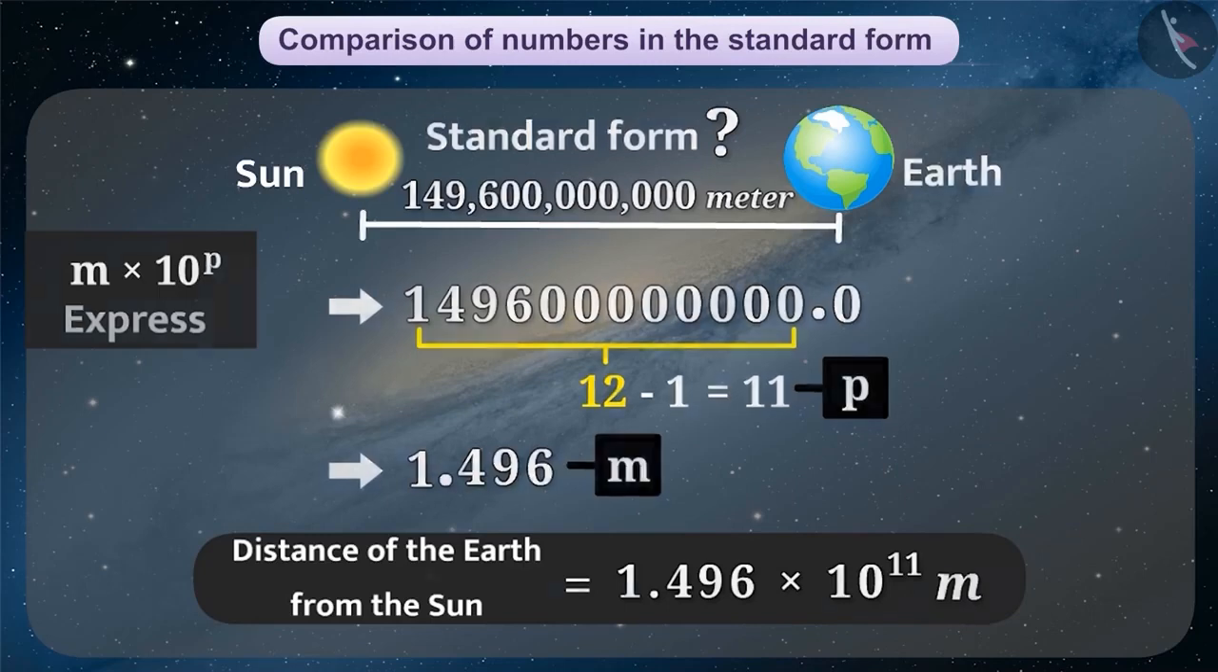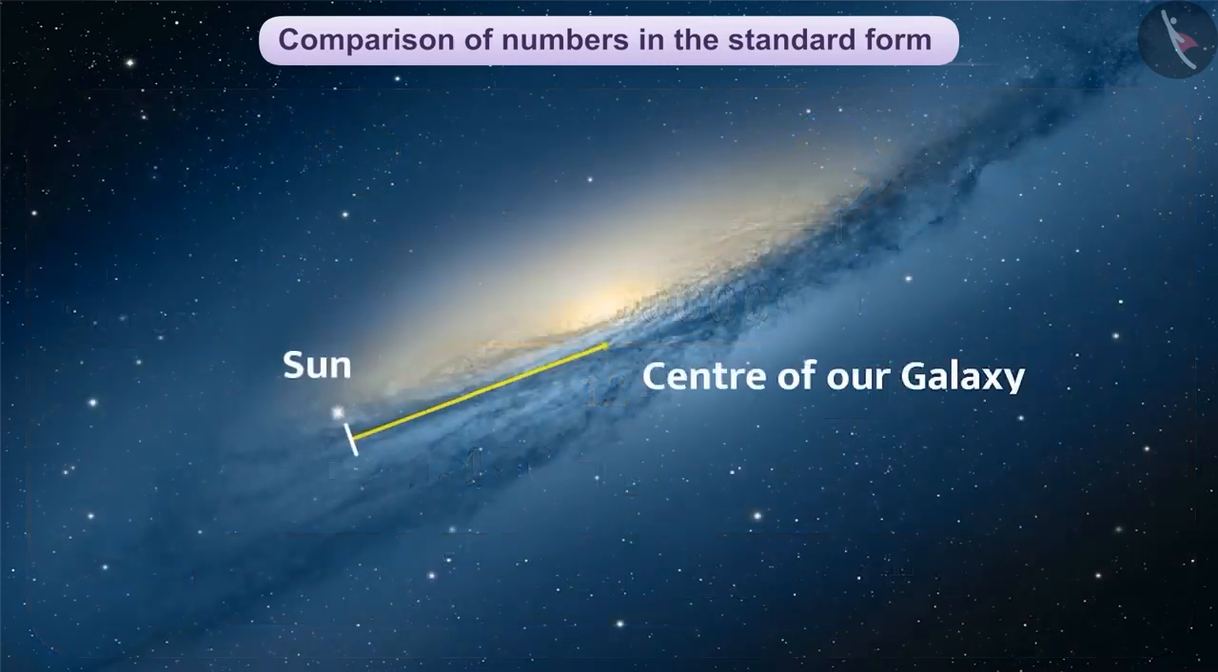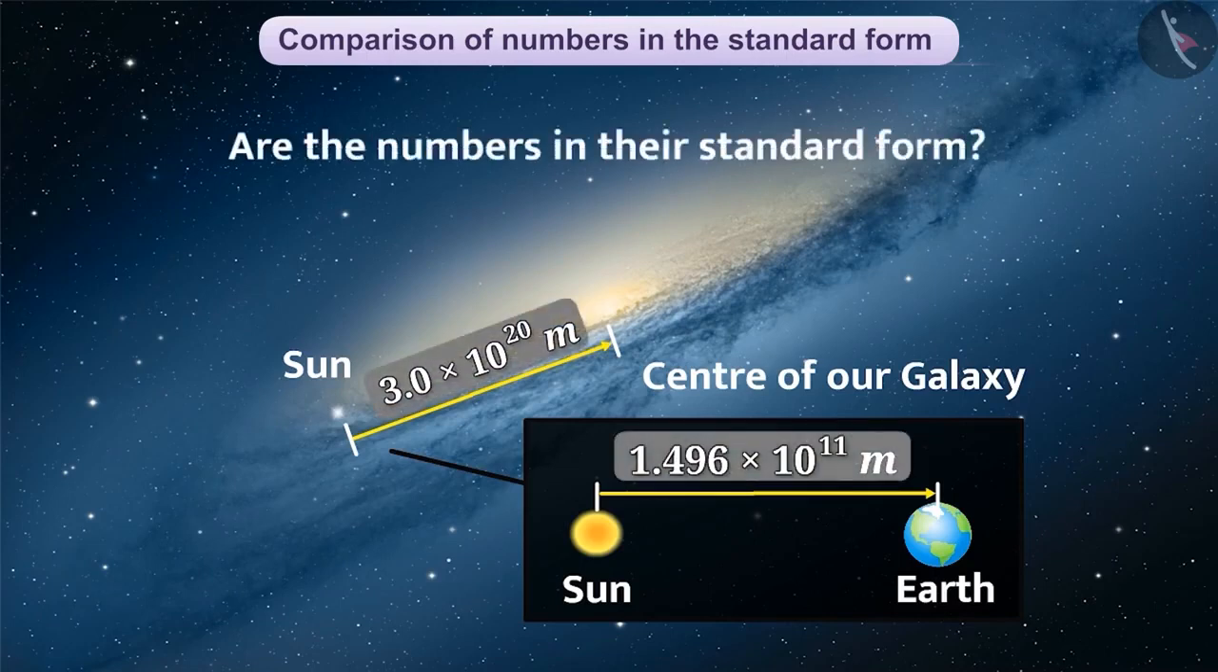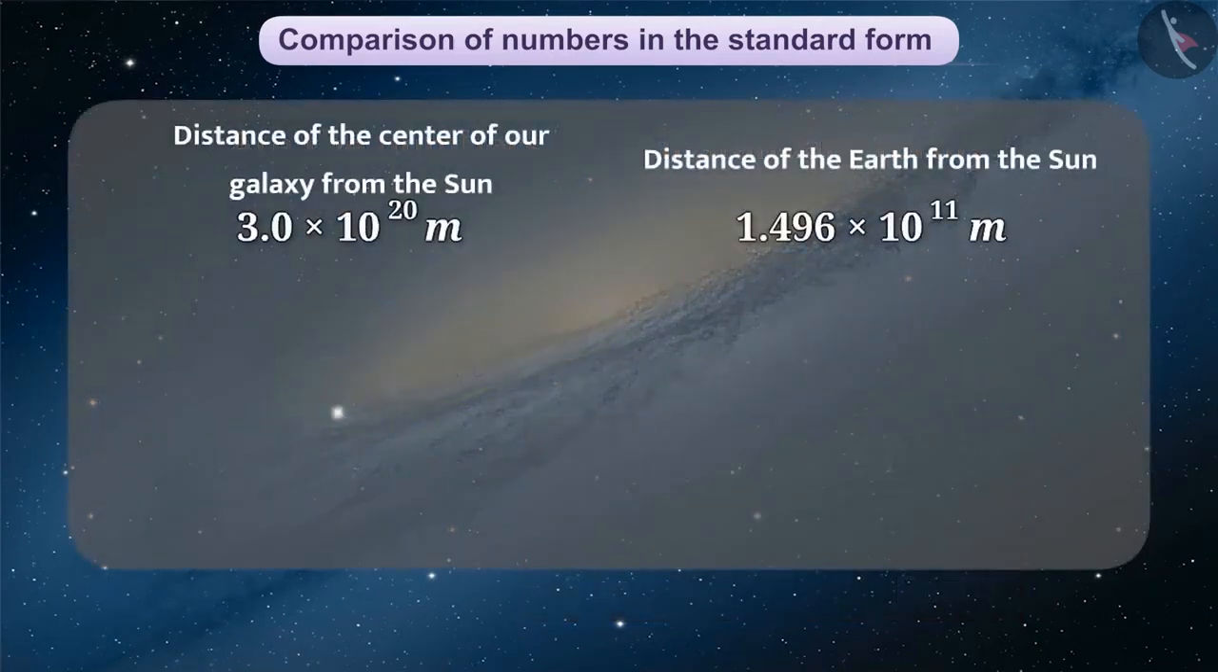For example, let's compare the distance of the center of the galaxy from the Sun and the distance of the Earth from the Sun. For comparison, we will first check if the numbers are in the standard form or not. Here, both the numbers are in standard form and have the same unit. Next, we will compare the powers of 10 in both numbers.